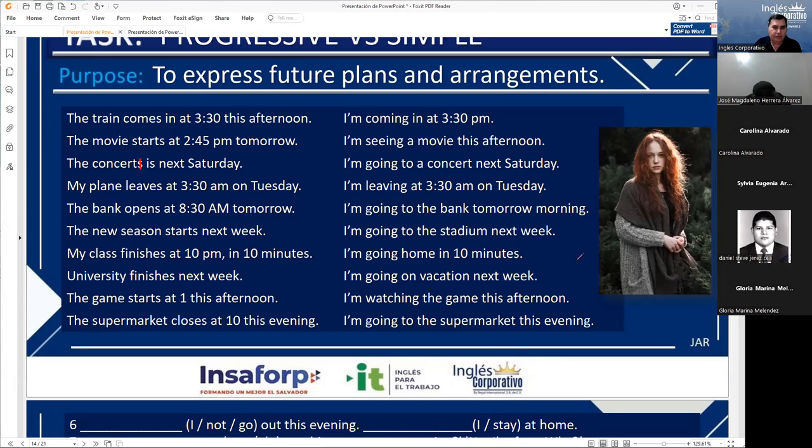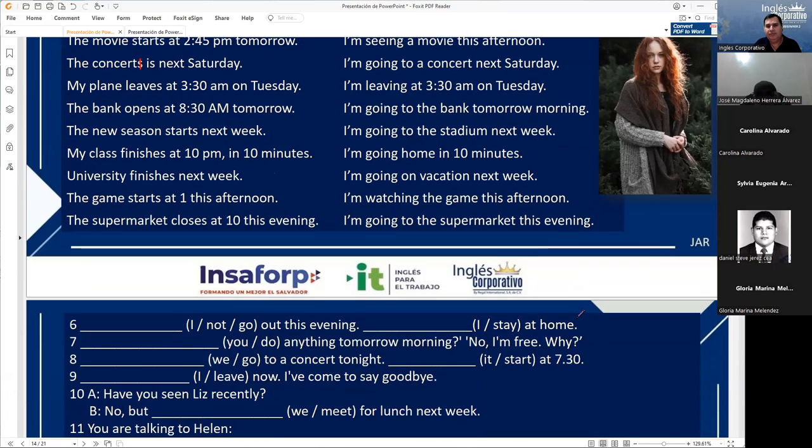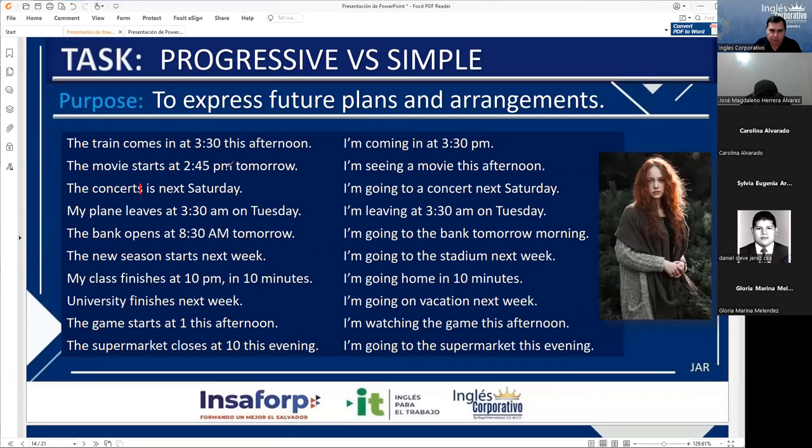Okay. University finishes next week. I'm going on vacation next week. The game starts at 1 this afternoon. I'm watching the game this afternoon. The supermarket closes at 10 this evening. I'm going to the supermarket this evening. Okay, so simple present for future is scheduled. You remember? Simple present for future is? Scheduled. But present progressive for future is arrangements.